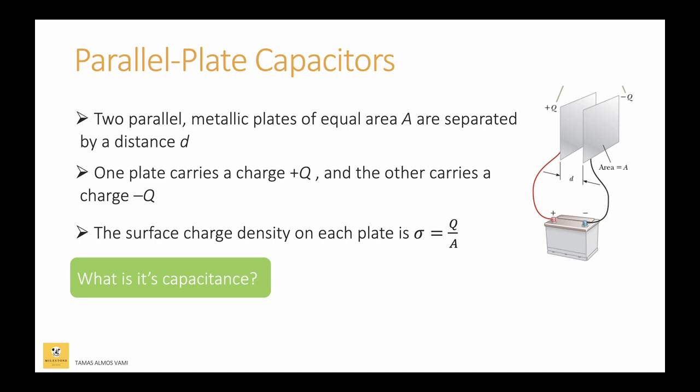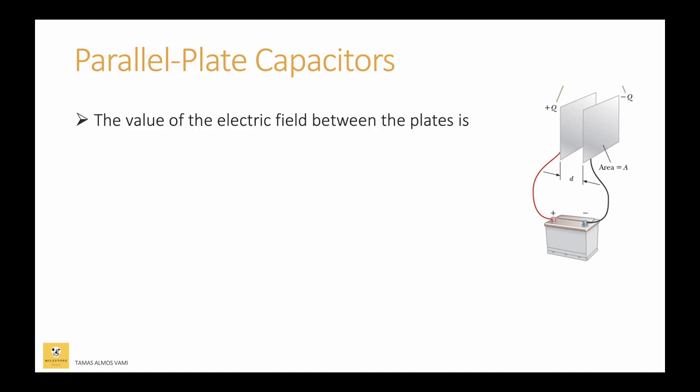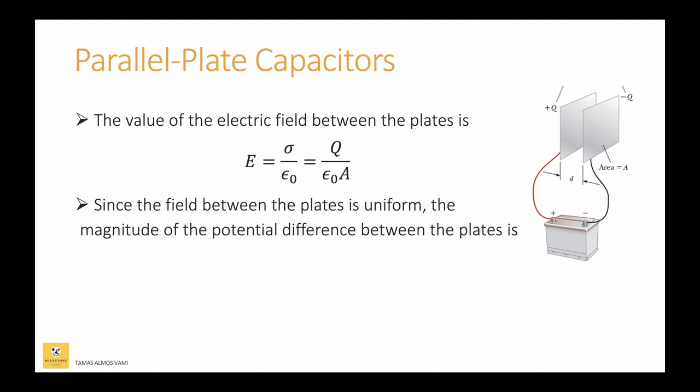So the question is, what is its capacitance then? The value of the electric field is something that we already discussed earlier. Last time we calculated that the electric field is sigma over epsilon 0, and sigma was defined to be Q over A, so the electric field is going to be Q over epsilon 0 times A.